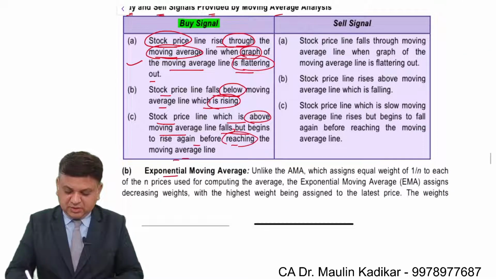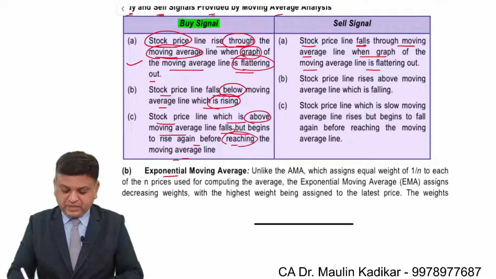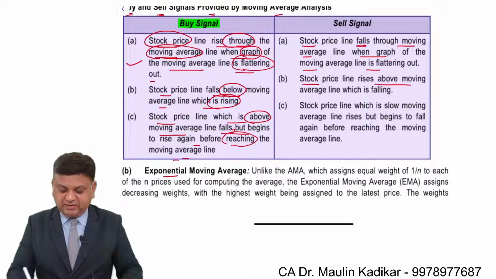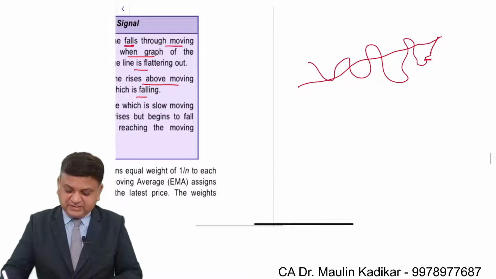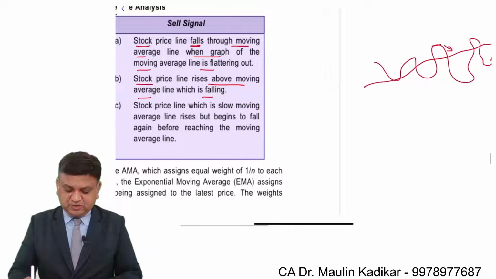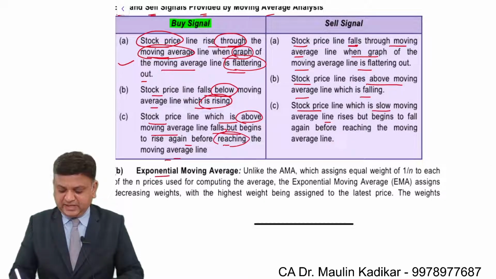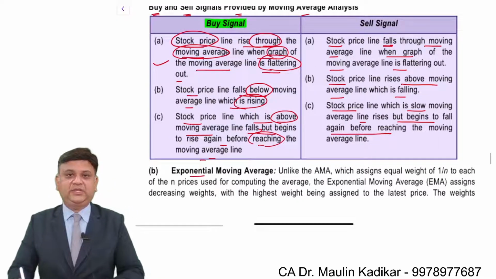Sell signal. Stock price falls below the moving average line when the graph of the moving average line is flattening out. Stock price line rises above the moving average line which is falling. So the price is already up and now it is falling down and yet it has not touched the moving average. Stock price line which is below the moving average line rises but begins to fall again after reaching the moving average line.